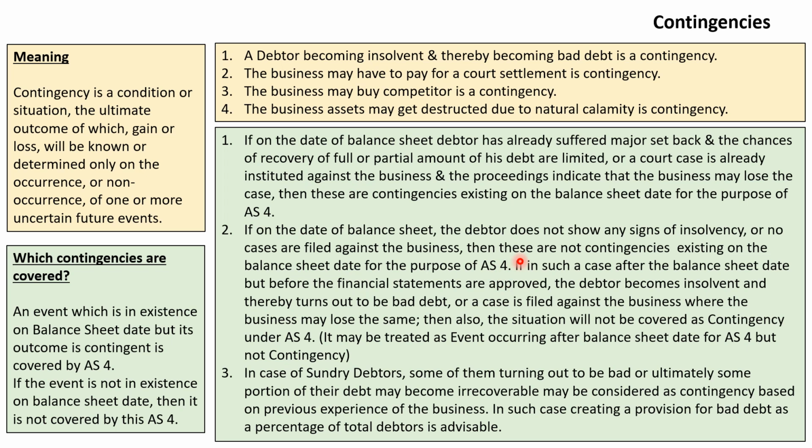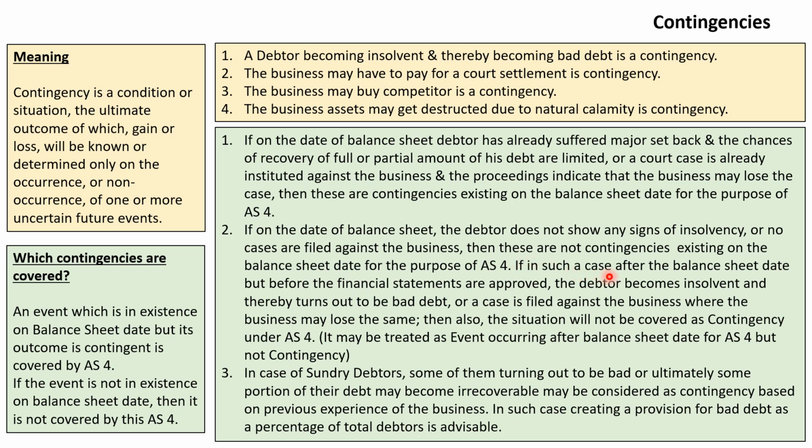The example which I gave you just now is the example where debtors of rupees 10 lakh are there in the balance sheet and none of the debtors appear to be bad. In such a situation, there is no condition present in the balance sheet which appears to be uncertain. Everything appears to be certain. In such a situation, it will not be called a contingency for the purpose of AS4.